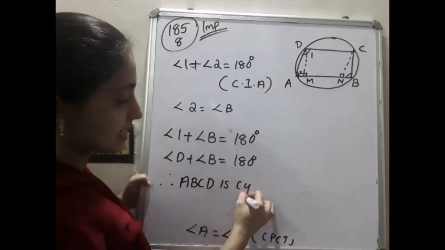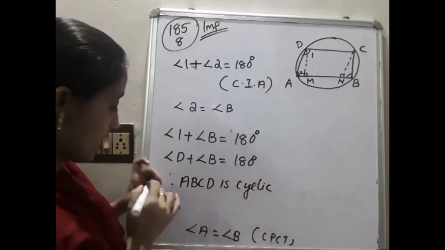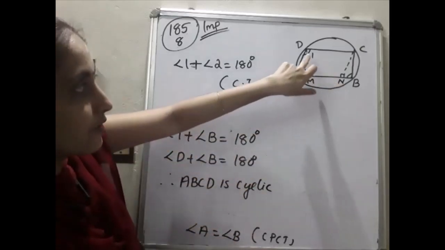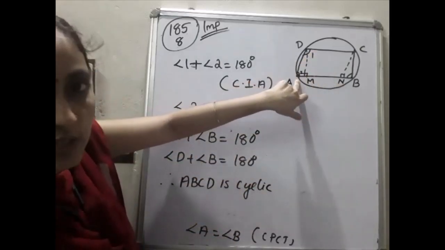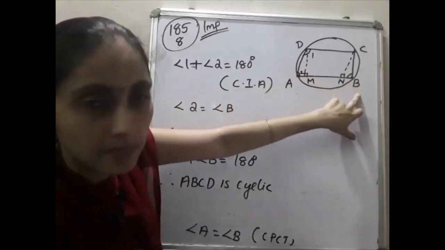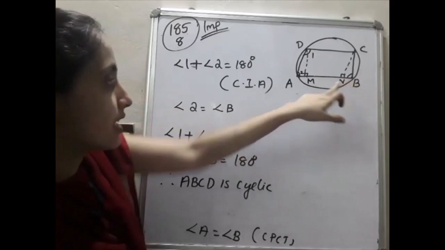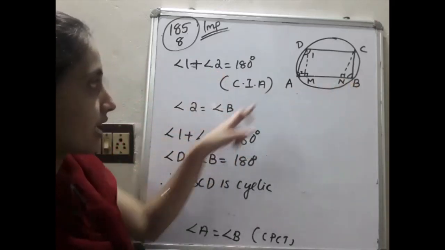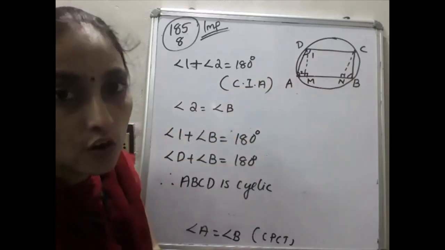ABCD is cyclic. Is it clear? Because if angle 1 and angle 2 sum is 180 degrees, but we already know angle 2 and angle B are equal, so we can replace angle 2 by angle B. So angle 1 plus angle B is equal to 180 degrees.